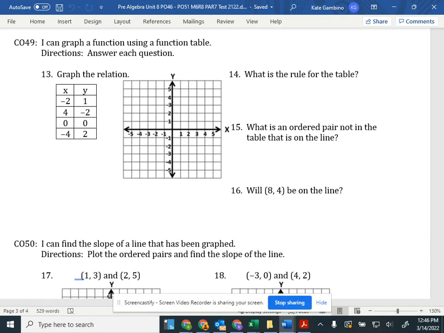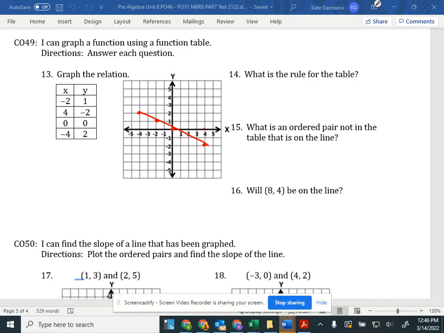I can graph a function using a function table. Ooh, this one, a lot of people passed, but they got one wrong. So let's walk through and understand that rule for the table. Let's figure out how we did that. So let's graph it. -2, 1. 4, -2. 0, 0. And -4, 2. So it's going to look like that.